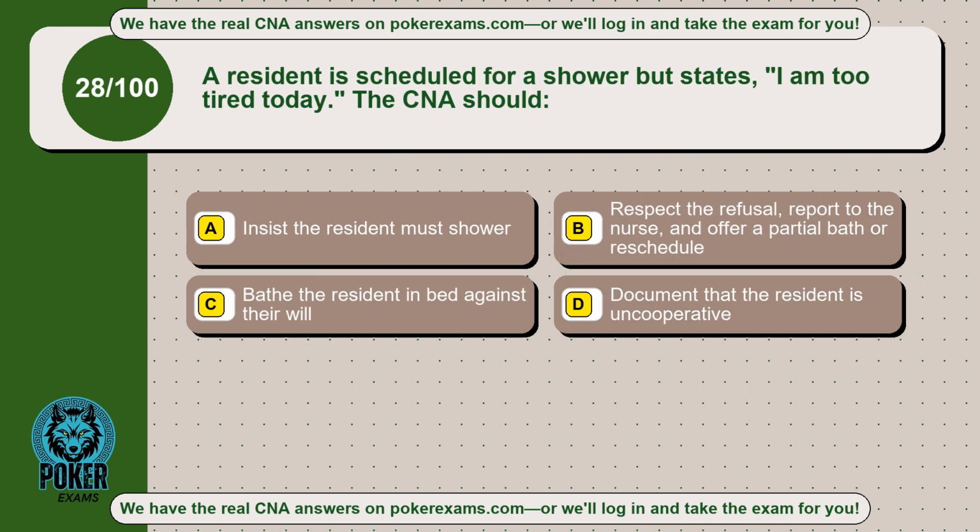Question 28. A resident is scheduled for a shower but states, "I am too tired today." The CNA should: Option A, insist the resident must shower. Option B, respect the refusal, report to the nurse, and offer a partial bath or reschedule. Option C, bathe the resident in bed against their will. Option D, document that the resident is uncooperative.